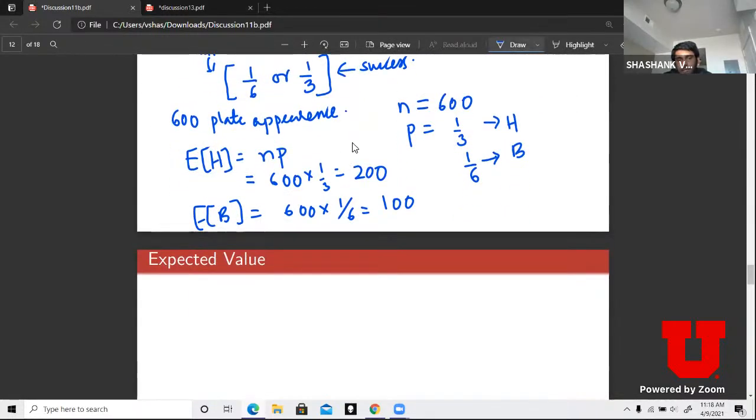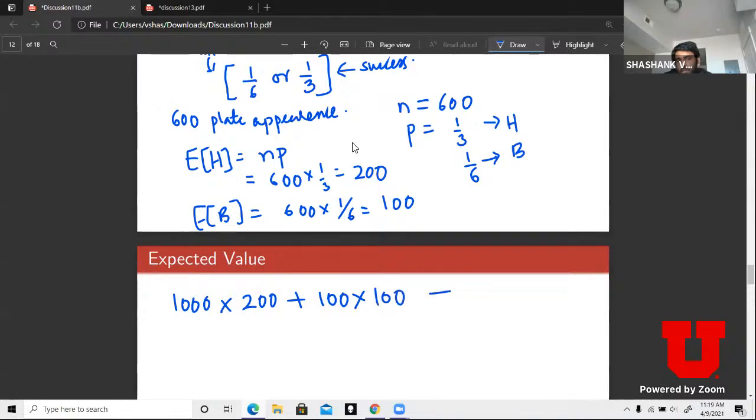You just multiply it. For every hit, you have $1,000. So 1,000 times the total number of hits throughout the year, and $100 times the expected number of base on balls. That's the total bonus that they'll be receiving at the end of the year.